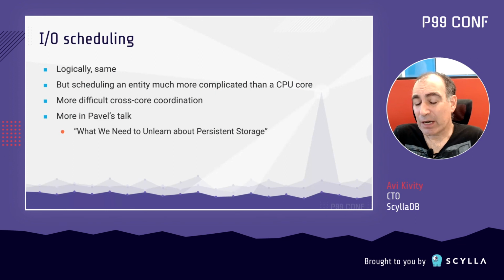Finally, there is I/O scheduling. Logically, it's the same thing. So you're trying to mix latency-sensitive and throughput-oriented jobs on the same disk, but it's a lot more complicated. The device that you're scheduling, an SSD, is much more complicated than a CPU core. You also need to have cross-core coordination because usually you have fewer disks than you have cores. And you can learn much more about that in my colleague Pavel's talk about I/O scheduling. I highly recommend that talk.